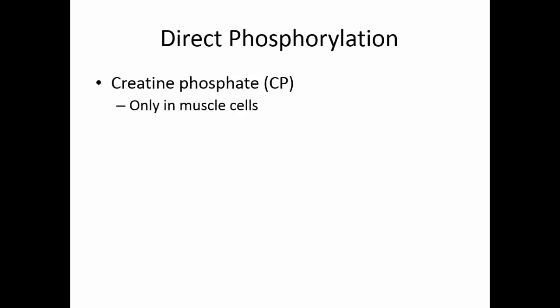Direct phosphorylation occurs because there is a molecule stored in muscle cells called creatine phosphate. Now, just like the phosphate that's added to ADP to make ATP has a high energy bond, the phosphate on this creatine phosphate has a high energy bond. We only find this substance in muscle cells, and it is considered a high energy molecule, but the cell can't break it down and use that energy.